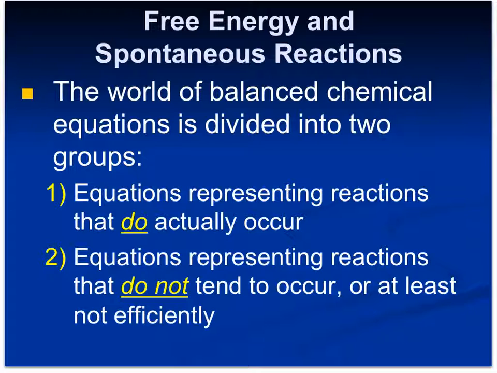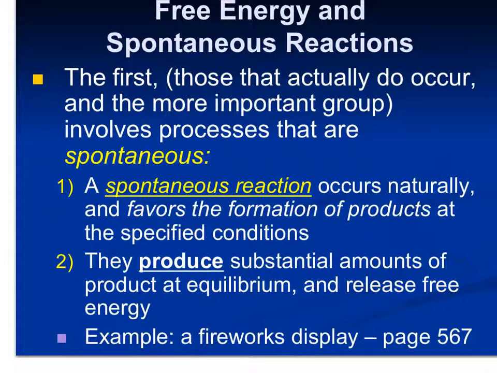When we're talking about balanced chemical equations, we can divide them into two groups. We can divide them into equations representing reactions that do occur, or equations representing reactions that do not occur, or at least they don't appear very efficiently. The first category are those that are spontaneous. A spontaneous reaction occurs naturally and favors the formation of the products under specific conditions. They produce substantial amounts of product at equilibrium and release free energy.